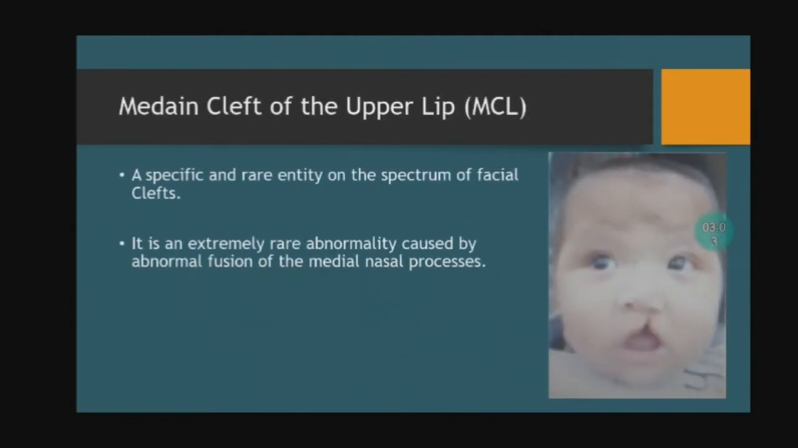The median cleft of the upper lip is a specific and rare entity on the spectrum of facial clefts. It is an extremely rare abnormality caused by abnormal fusion of the medial nasal processes. So, median cleft of the upper lip has different clinical expressions and can be either isolated or part of multiple malformations.